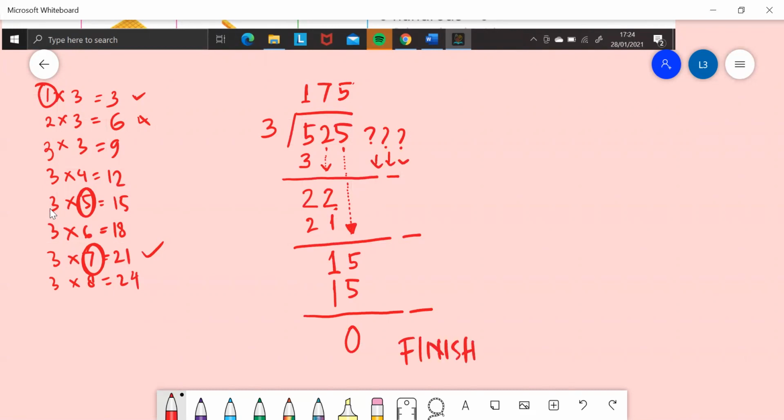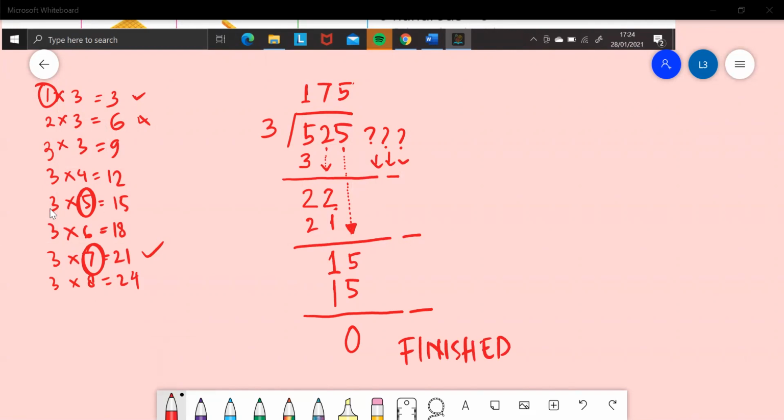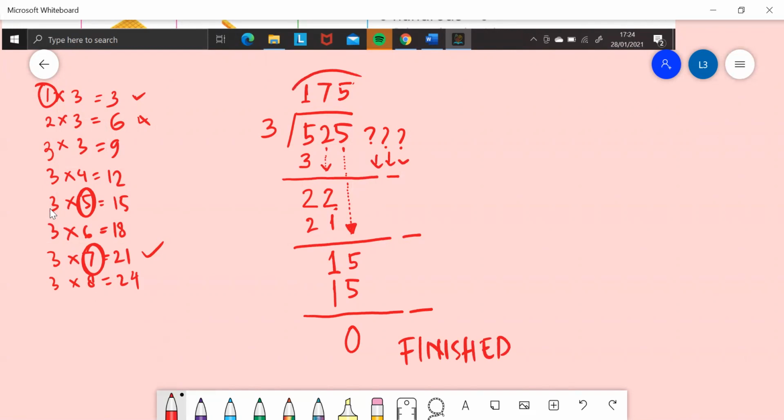Okay, and then the result is on the top, ya, kids. So, the result is 175. Okay, so 525 divided by 3 is equal to 175.